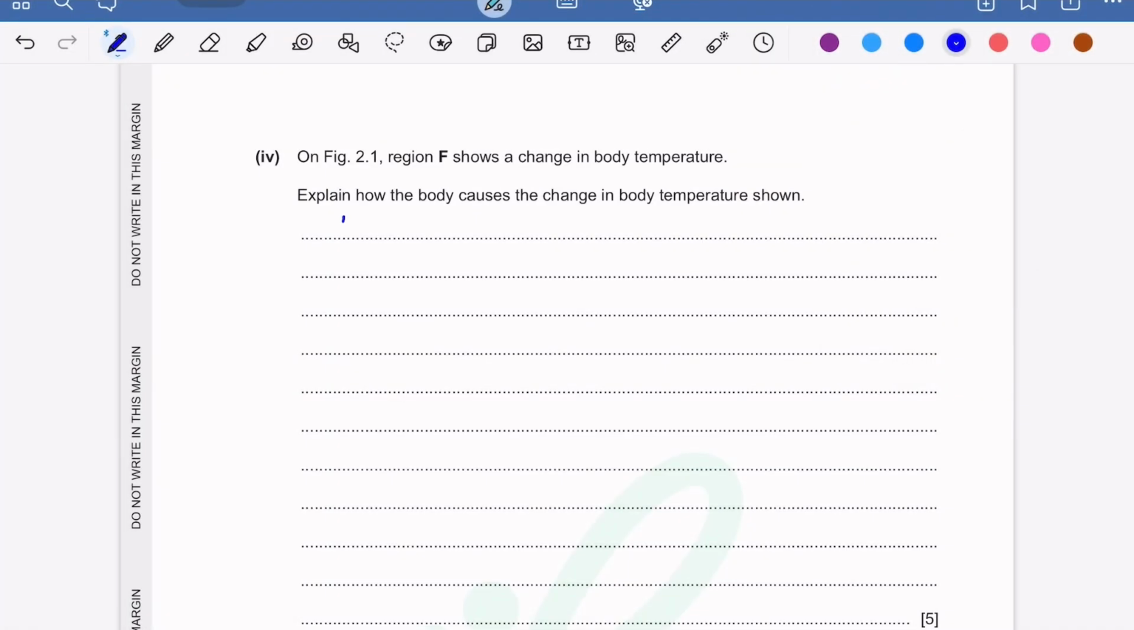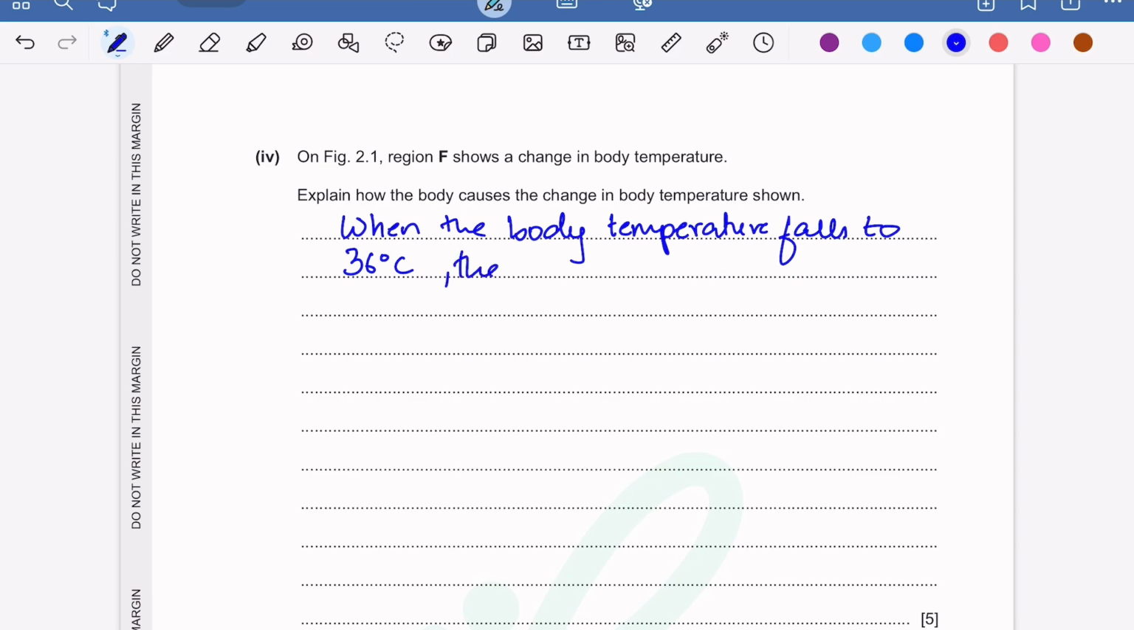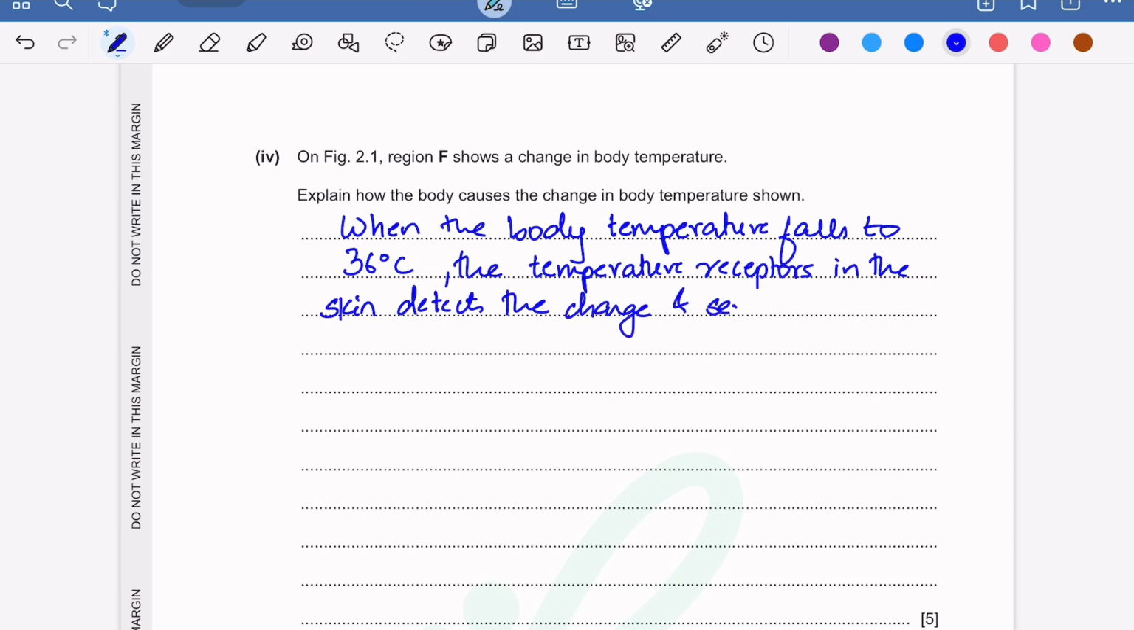So for this we can say that when the body temperature falls to 36 degrees Celsius, the temperature receptors, which are also called the thermoreceptors in the skin, detect the change and send an impulse to the brain.